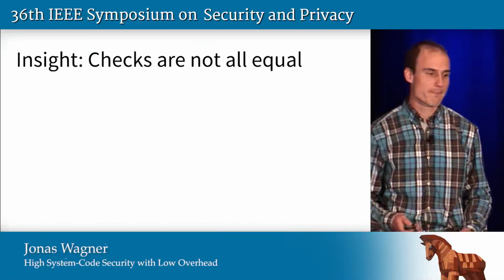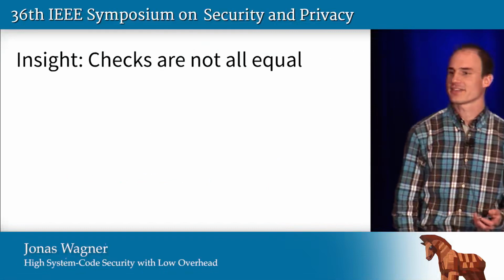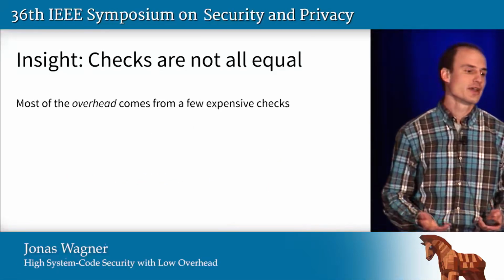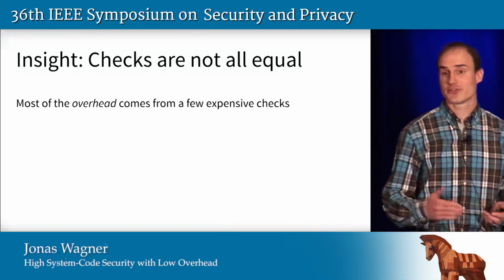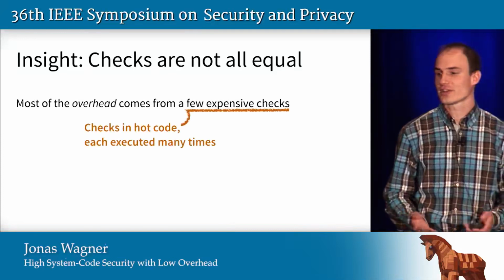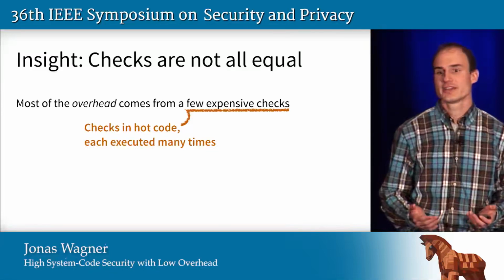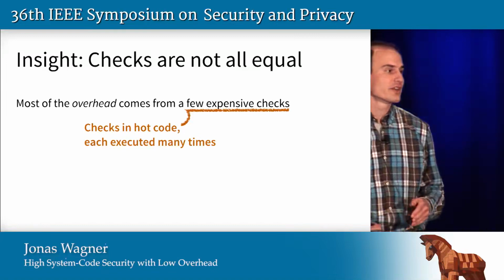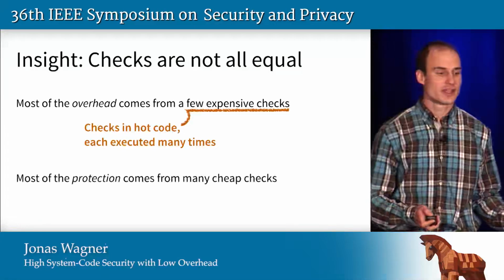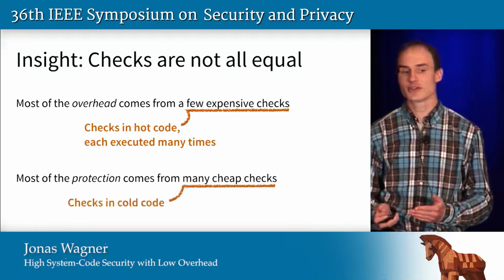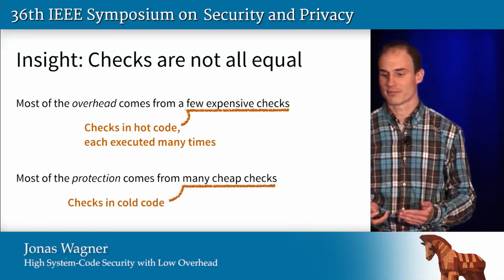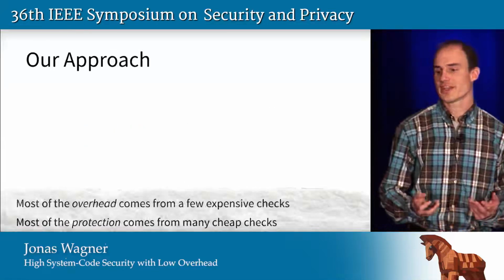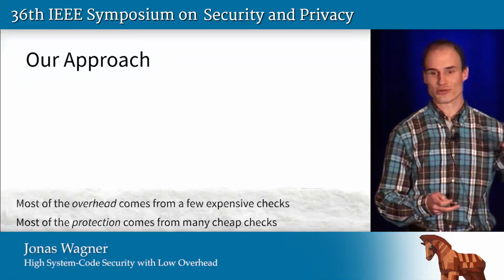And here is why. Our insight is that all these sanity checks are not all equal. In fact, most of the overhead comes from only a few checks. These are checks that are in hot parts of your program, thus they are executed very often and are expensive. On the other hand, most of the protection that users get comes from checks that are cheap because they are in cold parts of the program. This insight is the rock on which we build our approach.